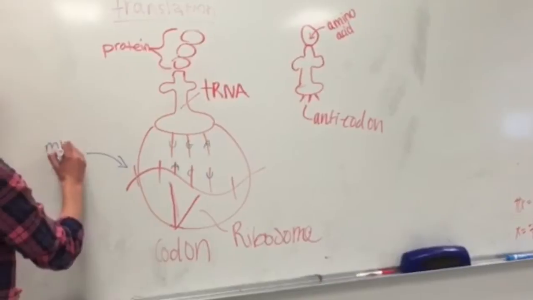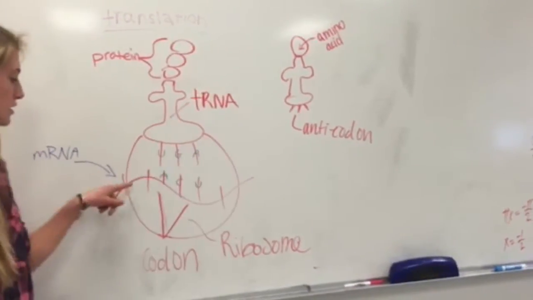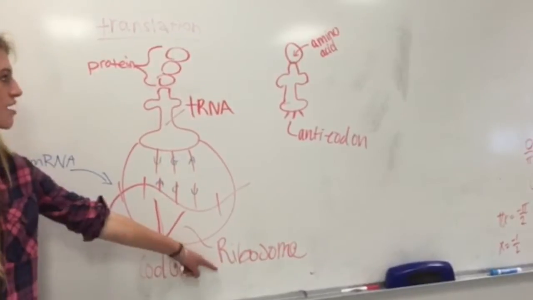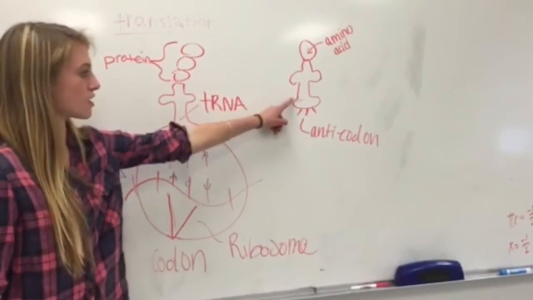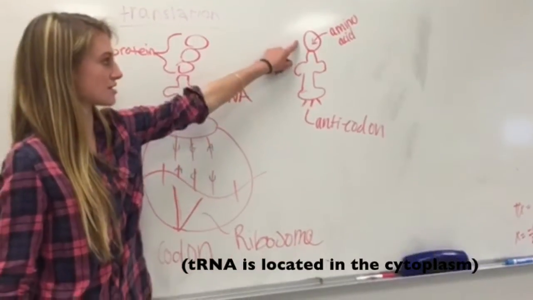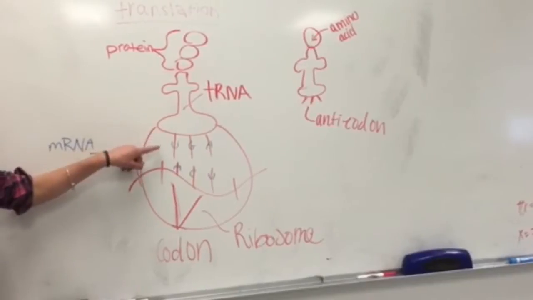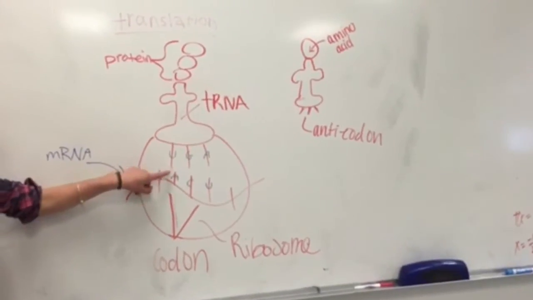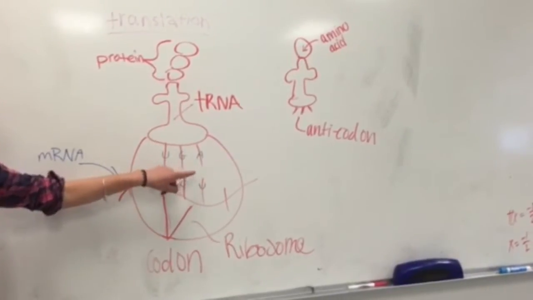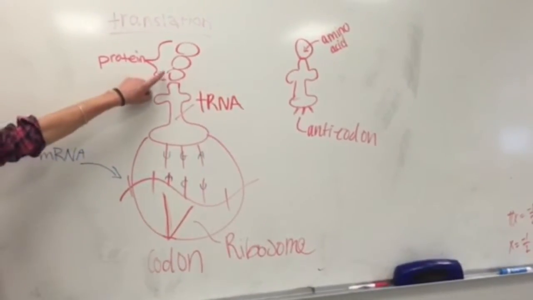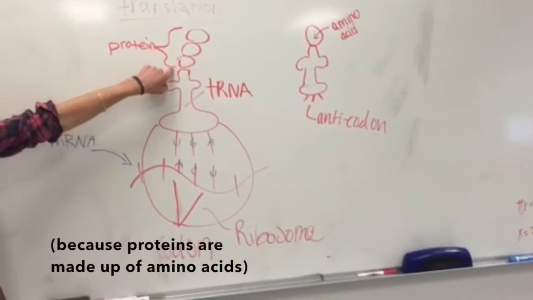The first step to the process of translation is the mRNA strand being fed through the ribosome. Next, the tRNA brings the appropriate amino acid and anticodon to the ribosome, and then the anticodon on the tRNA lines up with the appropriate mRNA codon. Then it drops off the appropriate amino acid that it was carrying to build a protein.